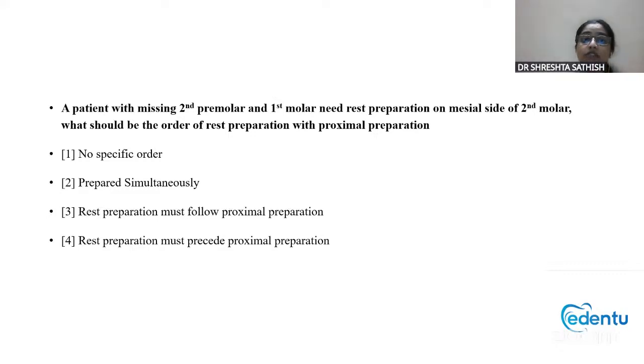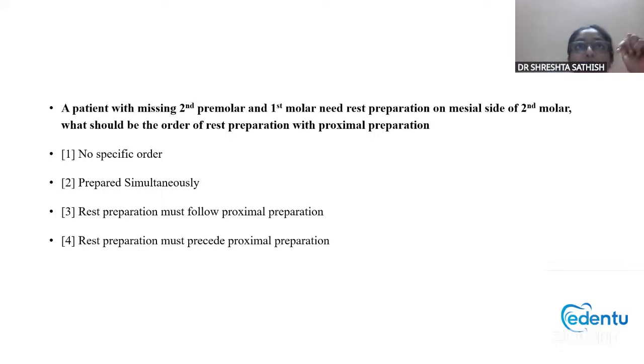A patient with missing second premolar and first molar needs rest preparation on the mesial side of the second molar. What would be the order of rest preparation with proximal preparation? No specific order, prepared simultaneously. Rest preparation must follow proximal preparation. Rest preparation must precede proximal preparation. Always your rest preparation must follow proximal preparation.